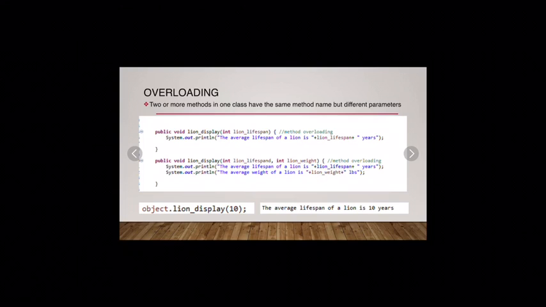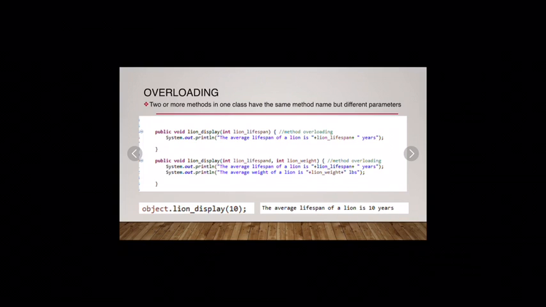If you send 10, it should be able to call this member method, and that is method overloading. You have the same method name but different parameters. So when you're sending 10 and you're calling that function, this is what it should display: the average lifespan of a lion is 10 years.